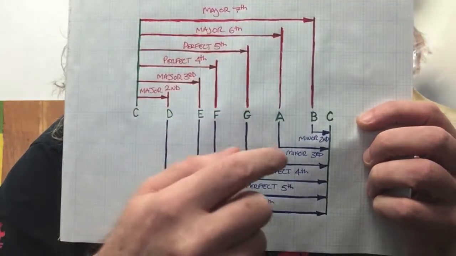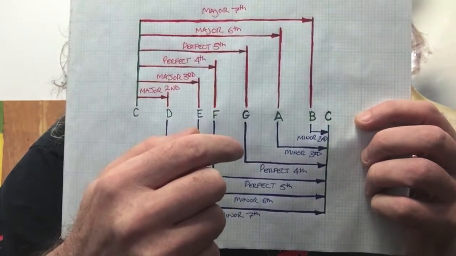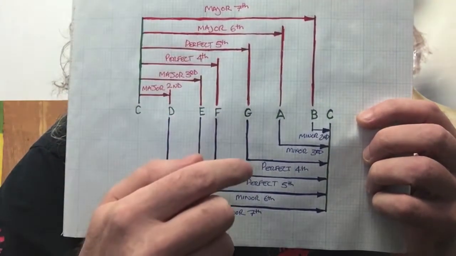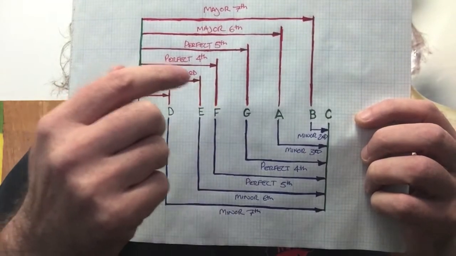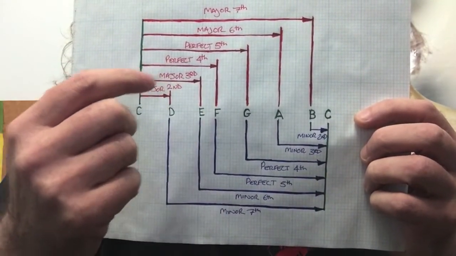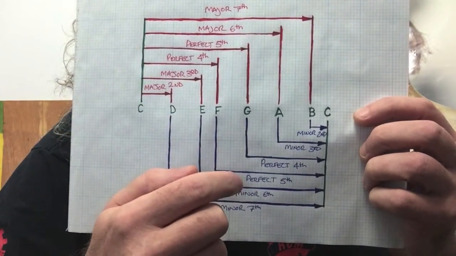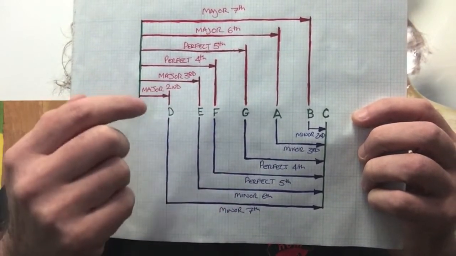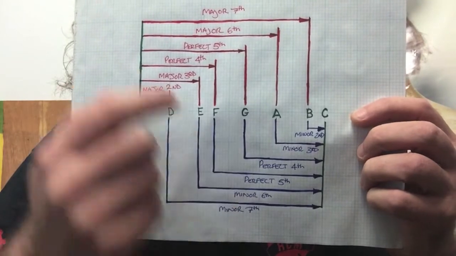Major 6 and a minor third, 3 and 6 is 9. Perfect fifth and a perfect fourth, 4 and 5 are 9. Perfect 4 and a perfect fifth, 4 and 5 are 9 again. A major third and a minor 6, 6 and 3 is 9. A major second and a minor 7, 7 and 2 is 9.